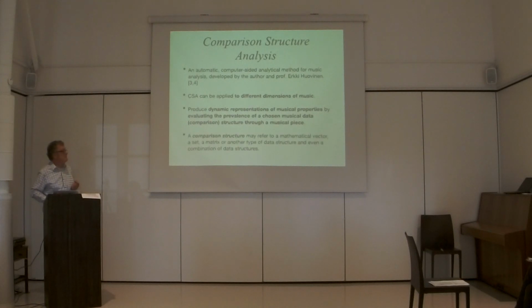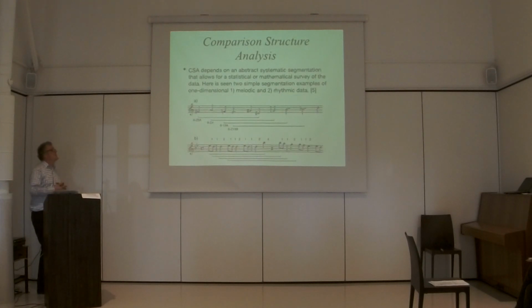It's the prevalence. Okay, a comparison structure may refer to a mathematical vector, a set, a matrix or another type of data structure, and even a combination of data structures. It depends on abstract systematic segmentation that allows for a statistical or mathematical survey of the data. Here are two simple segmentation examples of one-dimensional melodic and rhythmic data.